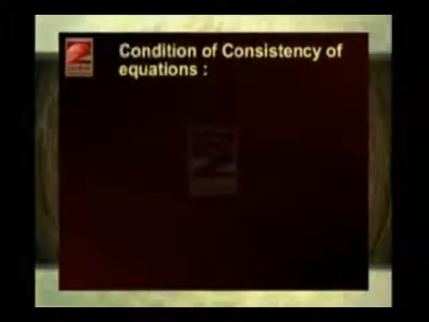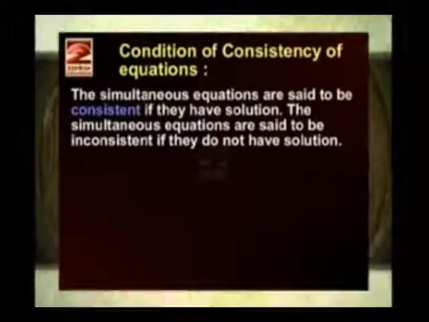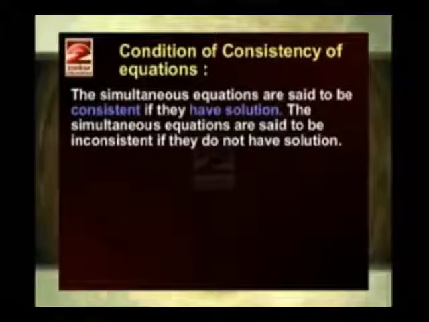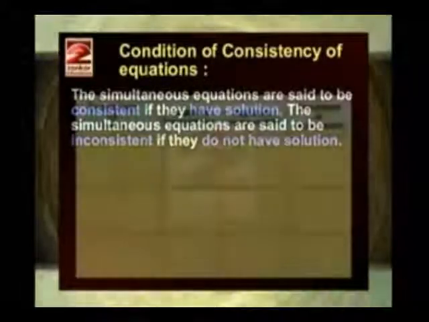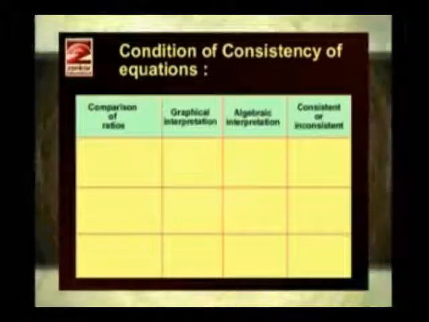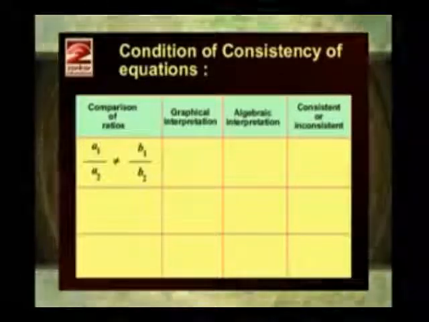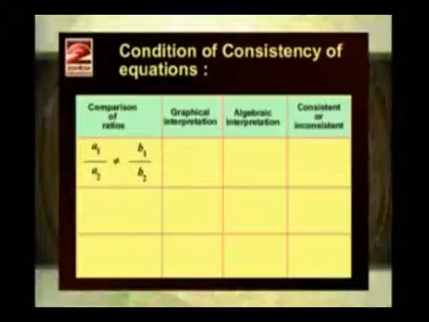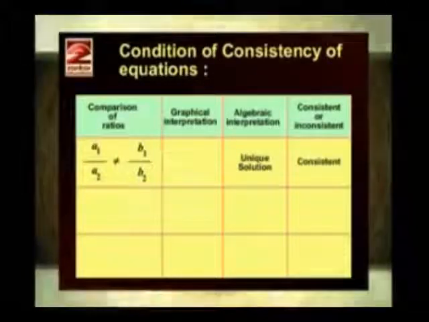Now we'll see about the condition of consistency of equations. The simultaneous equations are said to be consistent if they have a solution, and inconsistent if they do not have a solution. In case of simultaneous equations, when we compare ratios, if a1 upon a2 is not equal to b1 upon b2, then it has a unique solution and the equations are consistent.